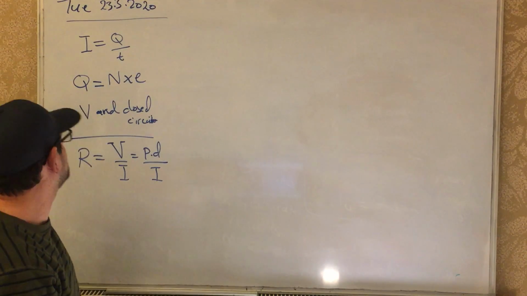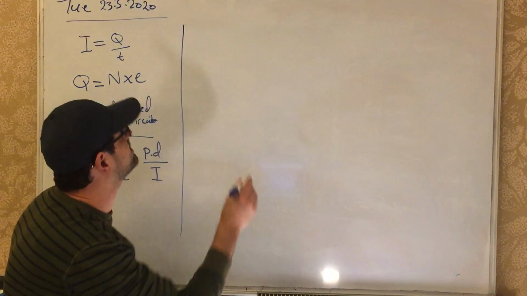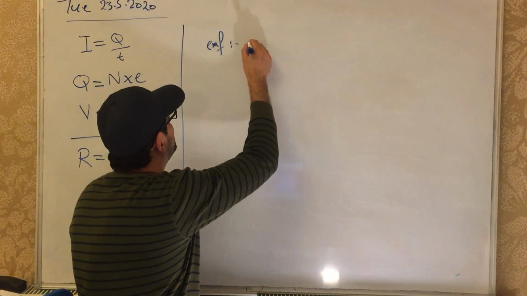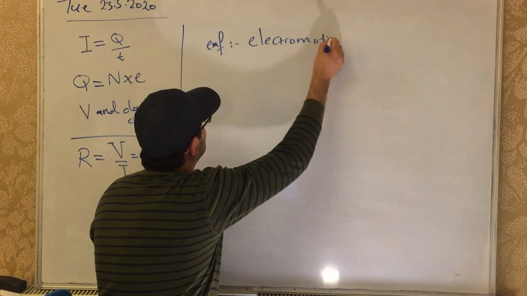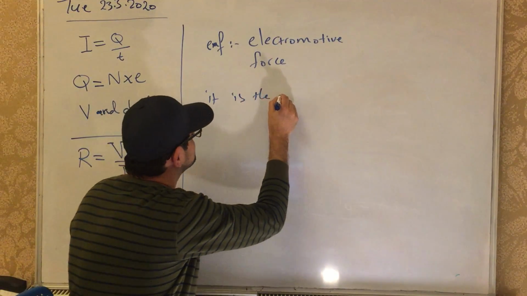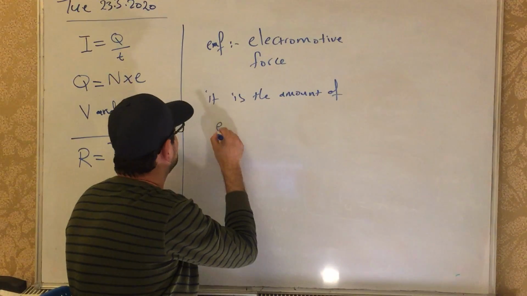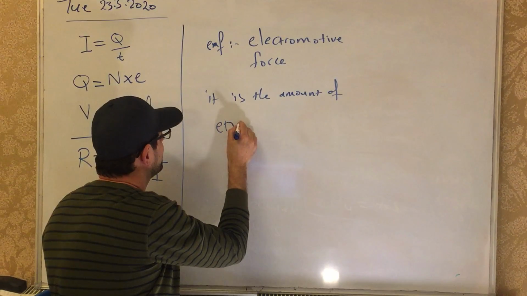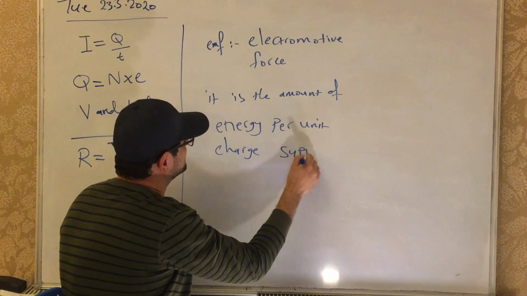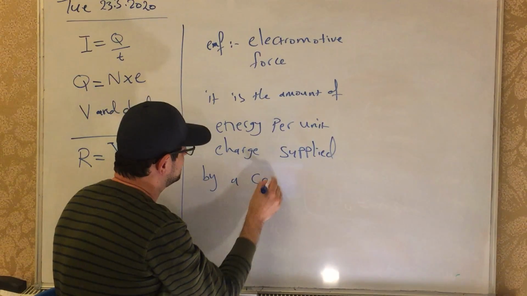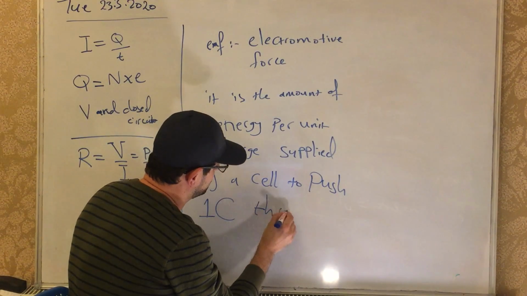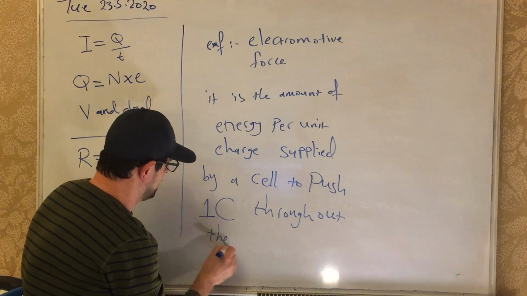Now today let me introduce some new concepts. We have something called EMF. What is meant by EMF? EMF is electromotive force. What is it? It is the amount of energy per unit charge supplied by a cell to push 1 coulomb throughout the whole circuit.